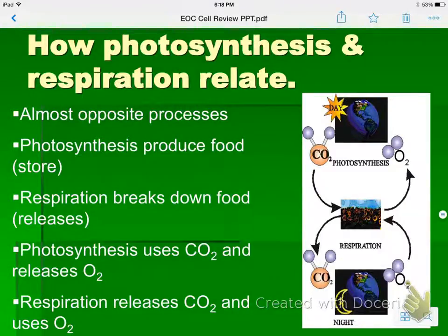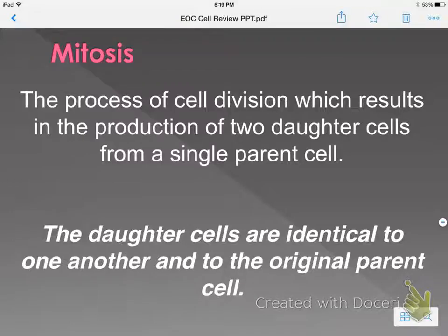So how are they related? They're pretty much opposite processes. So photosynthesis produces food. We take in food. And then photosynthesis uses carbon dioxide and releases O2. We take in O2 and release CO2.